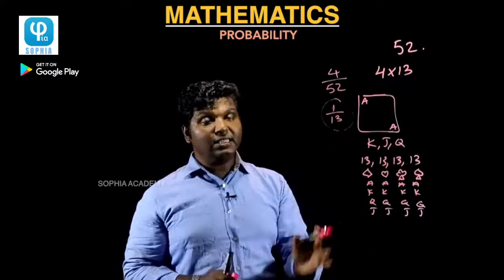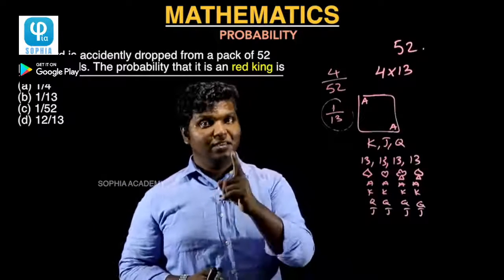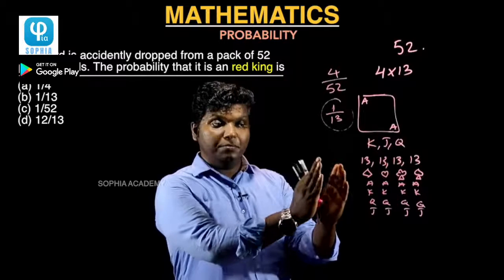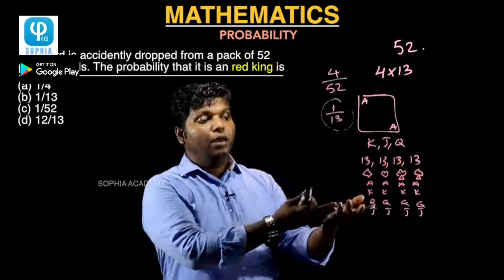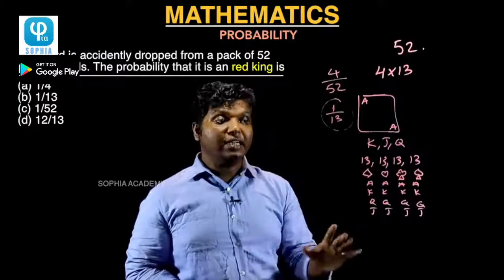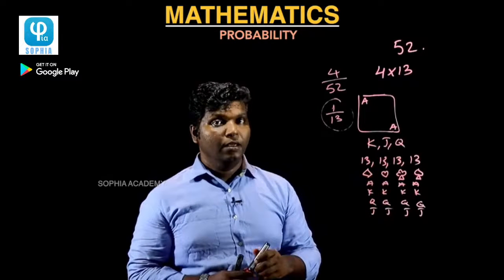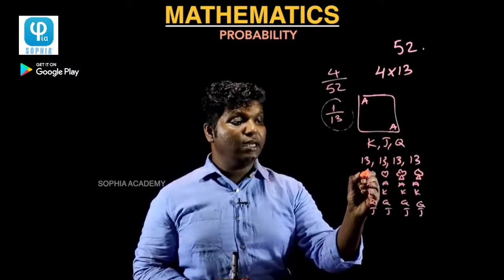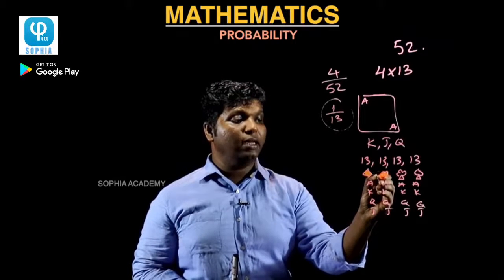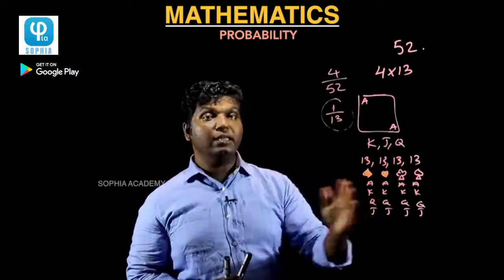In this same question, if they are asking what is the probability of getting a red king, notice it is not mentioned whether it is of diamond, spade, or heart. It is just mentioned that it is a red king. I already told you these two categories are red, because you can see those cards will be red in color. The diamond will be red in color, and this heart also will be totally reddish in color. So we can say these two are red in color, whereas the other two are black in color.